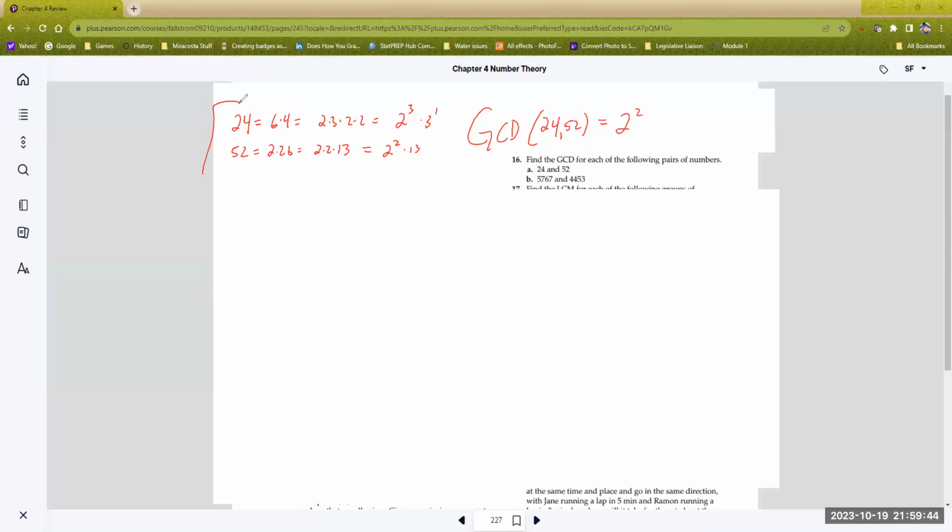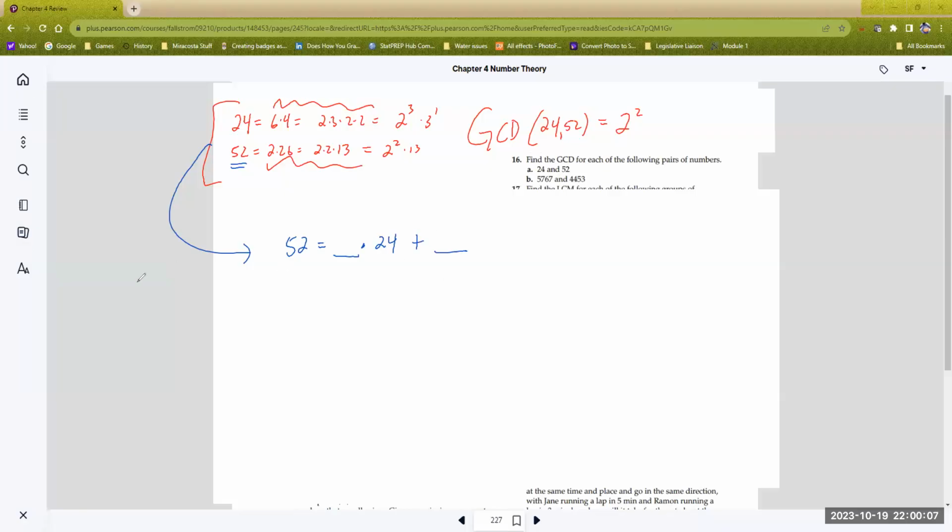But what would that look like if I did the Euclidean algorithm? Well, if I do the Euclidean algorithm, I don't have to go through and do prime factorization. Depending on the numbers, that might be a really good thing. So here, I would take my big number, 52, and ask how many groups of 24 can I make, and what's my remainder?